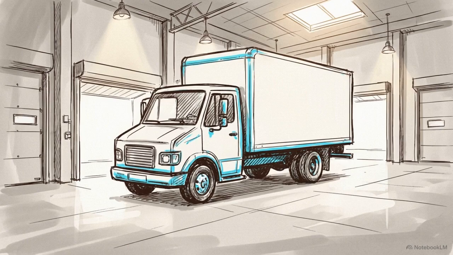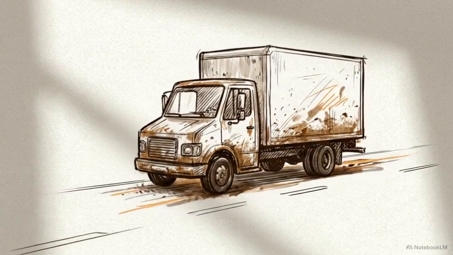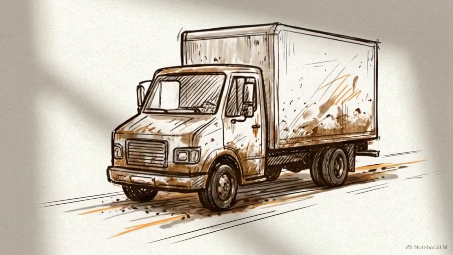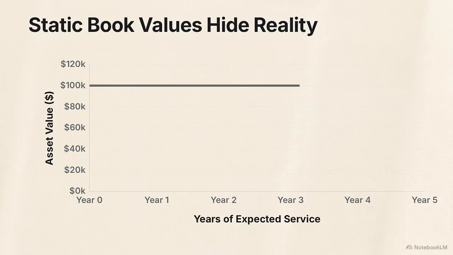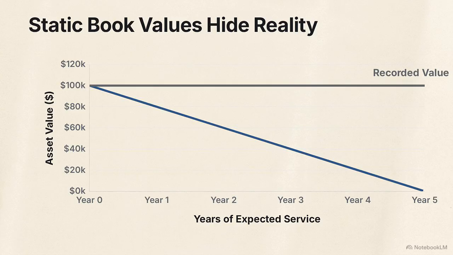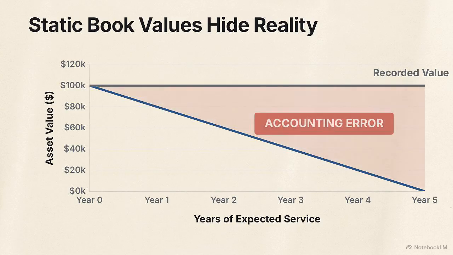Buying an expensive piece of equipment for your business is only the first step. Every single day that truck is out on the road, it loses value. It is silently being used up. If you fail to track that physical wear and tear on your company's books, your financial records will drift away from reality, leading to significant accounting errors.